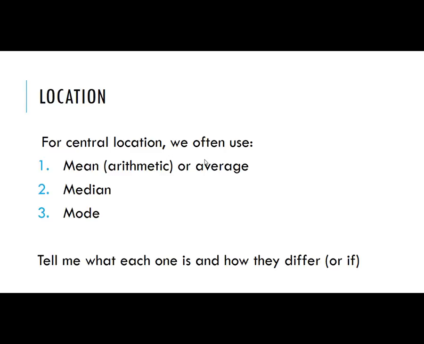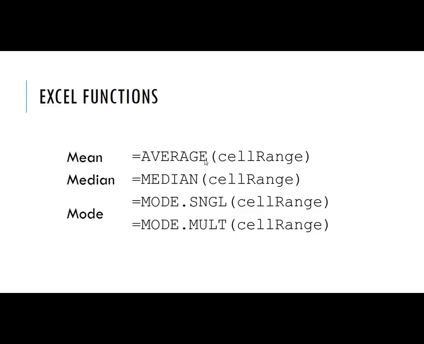Right? So that's how they differ and what we're looking for. So we can calculate all of these in Excel with some built-in functions. So the mean within Excel is equal average and then in parentheses the cell range that we're interested in. For median, it's equal median in the cell range.